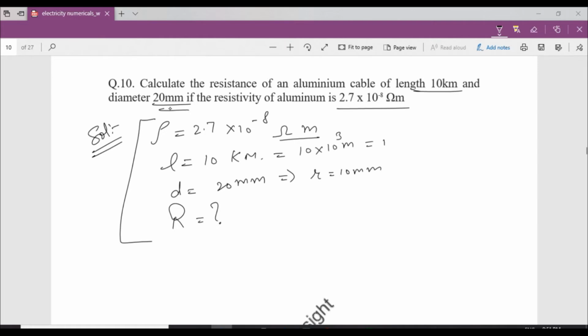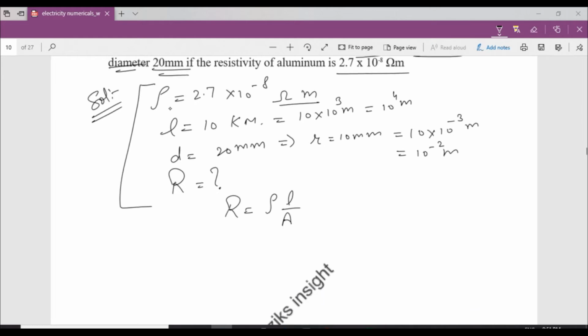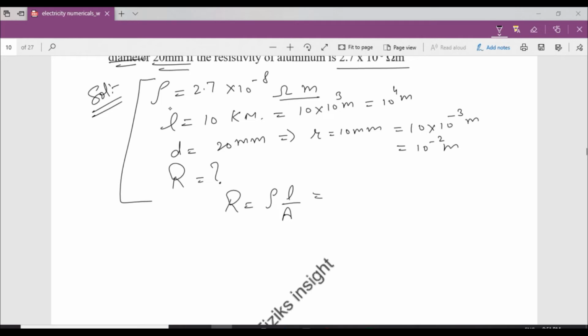It comes out to be 10 raised to the power 4 meters, and resistance 10 mm means 10 into 10 to the power minus 3 meters, that is 10 raised to the power minus 2 meters. Now we are evaluating resistance, so resistance comes out to be rho L upon A. Again we have a cable whose area of cross section is a circle, so here we will substitute area as pi r square.